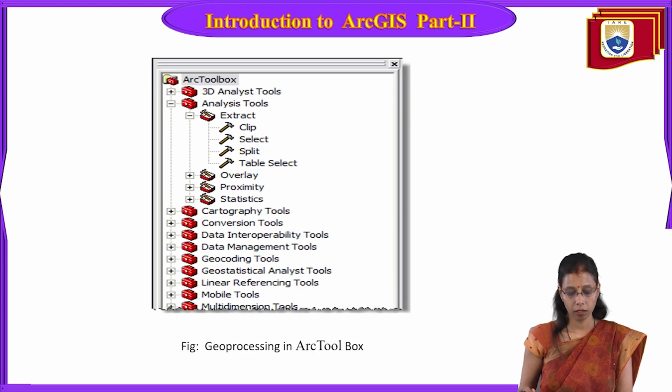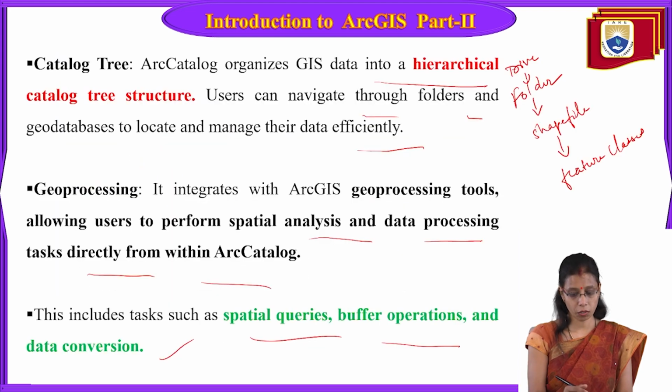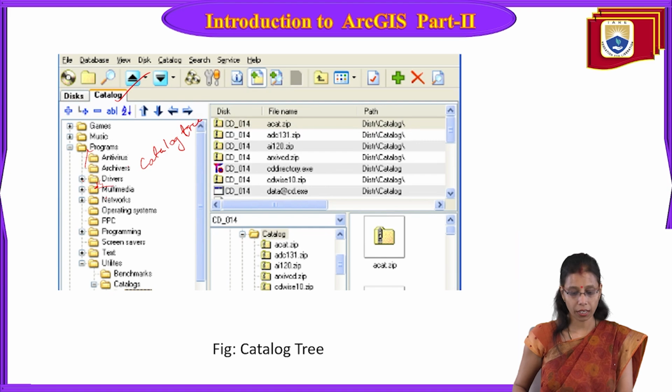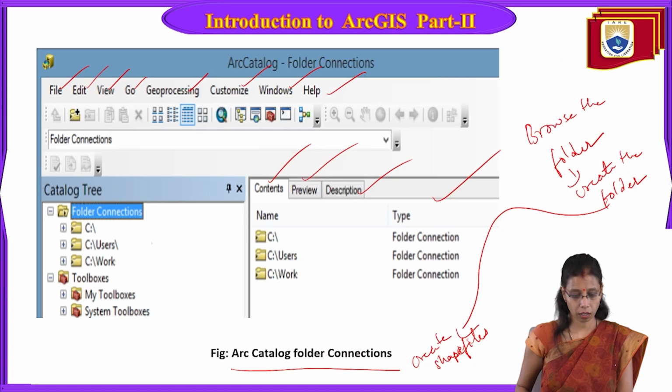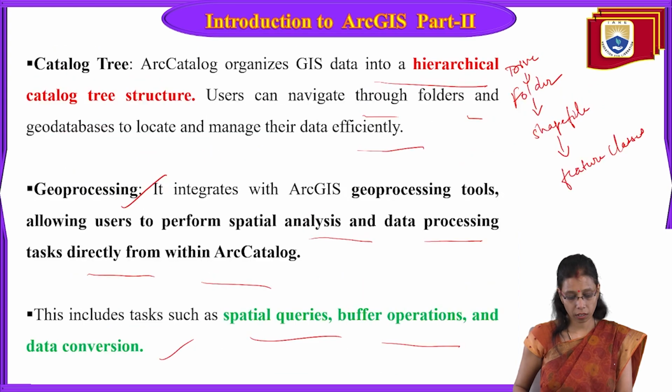Now we have a geoprocessing toolbox here. When you talk about geoprocessing, what is geoprocessing? It is a toolbox. If you have seen this catalog window, here we have a tab called geoprocessing. If you click on this geoprocessing, you will get an ARC toolbox which will help you perform spatial analysis and data processing tasks directly within the ARC catalog itself. You need not go to ArcMap.